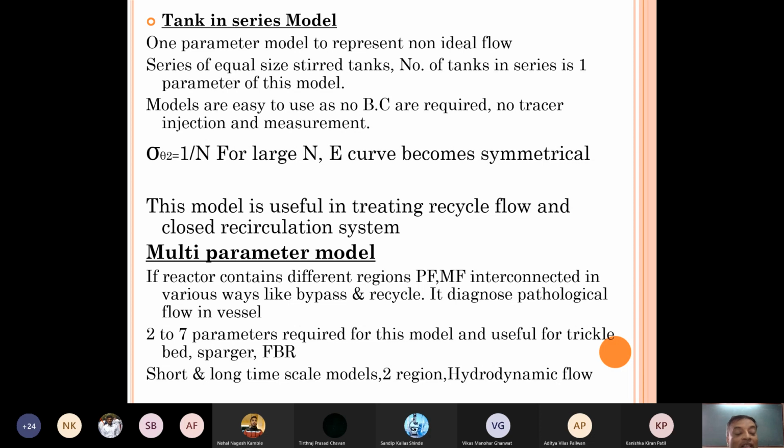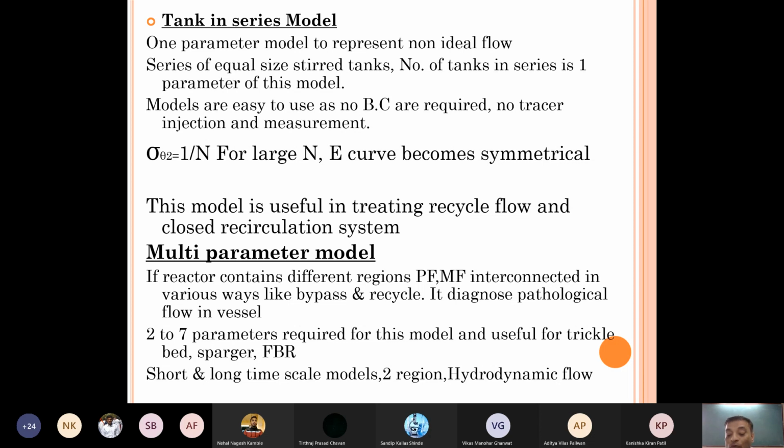उलट त्याच्याबरोबर होतं. This model, हा प्रश्न पण विचारलाय, this model is useful in treating recycle flow. You know what is meant by recycle? उलट पाठवलं ना, लक्षात ठेवा. To treat that recycle flow, this model we are using generally. In recycle reactor we are using this model. And closed recirculation system. परत तेच आपण recirculation करतो, परत लक्षात ठेवा. For the recycle flow and for closed recirculation systems, we are using this model.